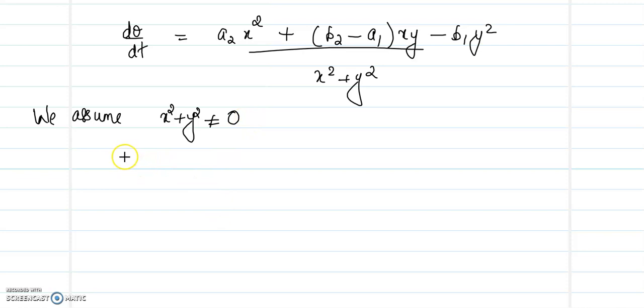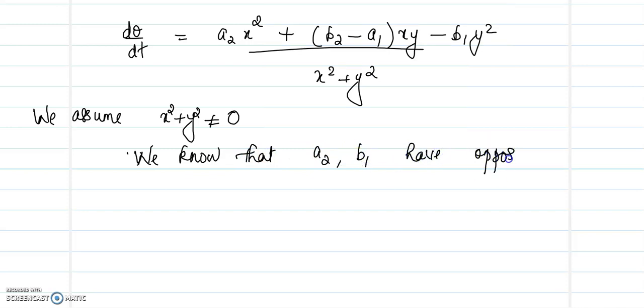Also we know that a2 and b1 have opposite signs. So we will be using this now. Since they have opposite signs, let us consider the case in which a2 is greater than 0 and b1 is less than 0.